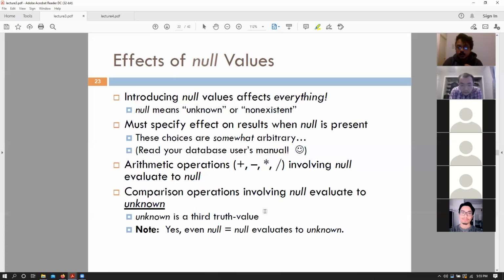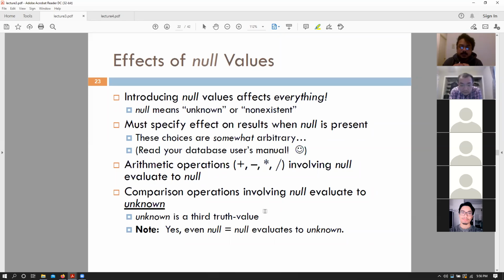So we need to understand how introducing null values can affect things in your database, right? So mainly, if you start introducing null values into your relations, everything needs to be handled or taken care of, and everything needs to be kept in mind in terms of those null values, right? So something might be null, and what does it mean? As we talked about this earlier, null basically means unknown or non-existent in a database, right?